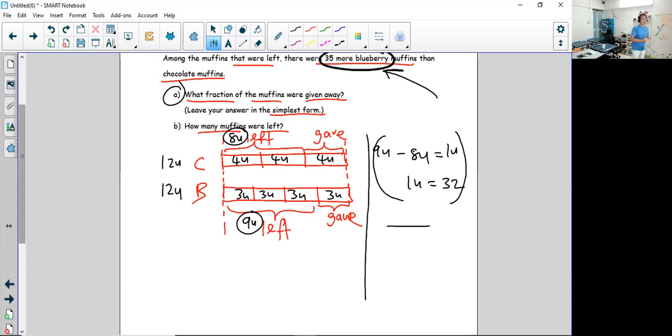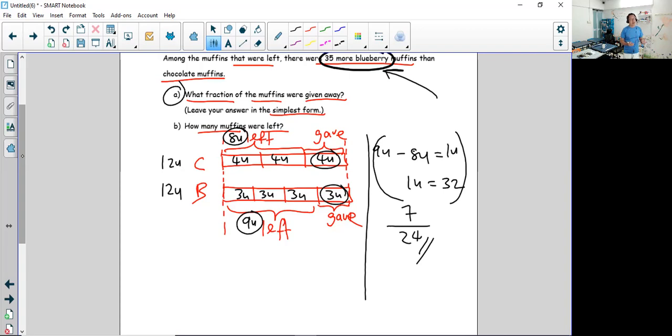All right, so let's look at the units. How many units of muffins altogether? You have 12 units plus 12 units, 24 units. So you have 24 units of muffins altogether. How many muffins were given away? Which is 4 plus 3. So there are 7 units of muffins given away. So what fraction of the muffins were given away? 7 over 24, without any statements. Without any steps, just by looking at the model, you can get the answer. So that's why it's effective for the weaker students. If they understand how to draw the model, they can get the marks easily.